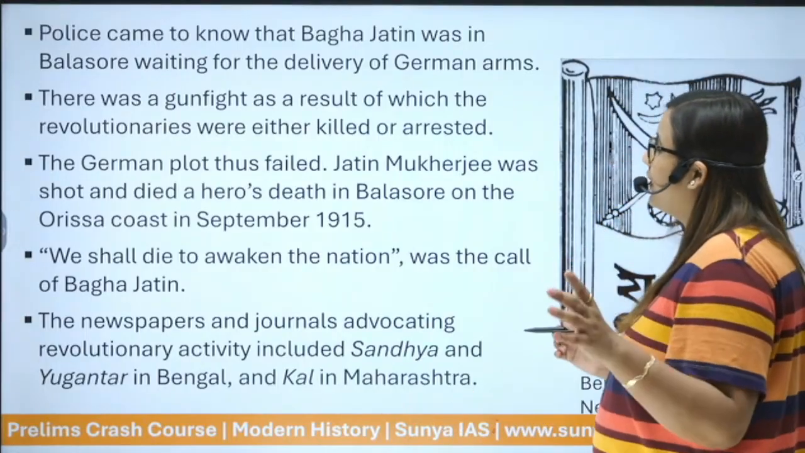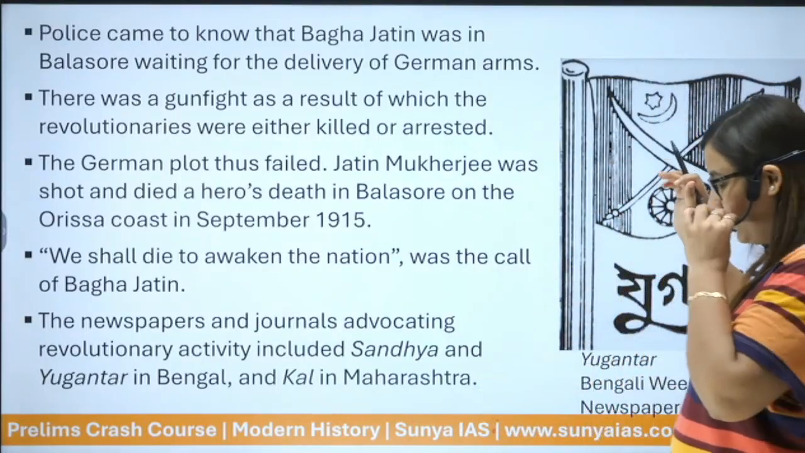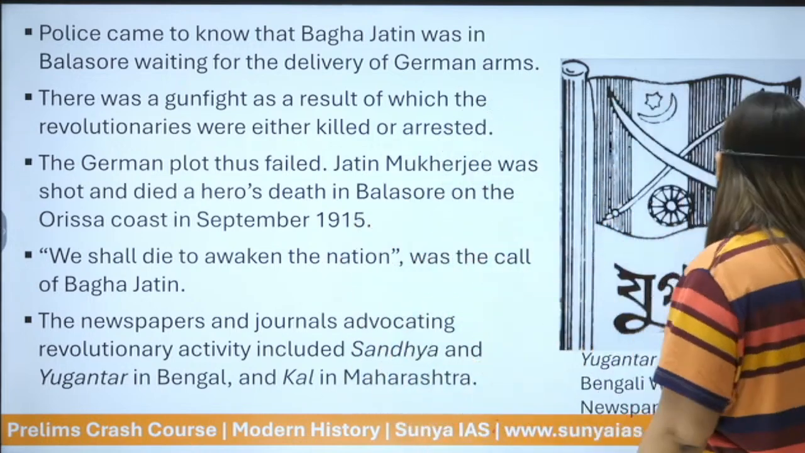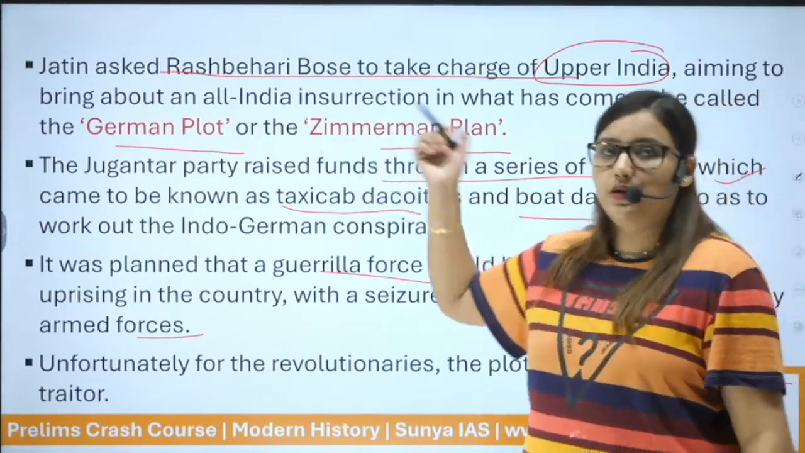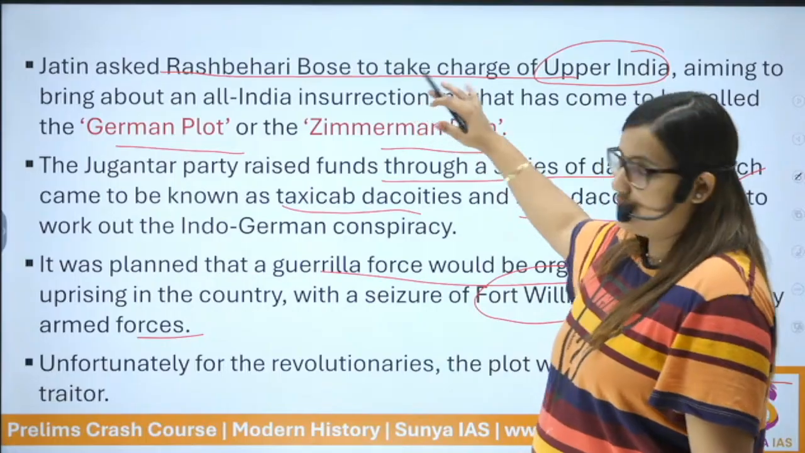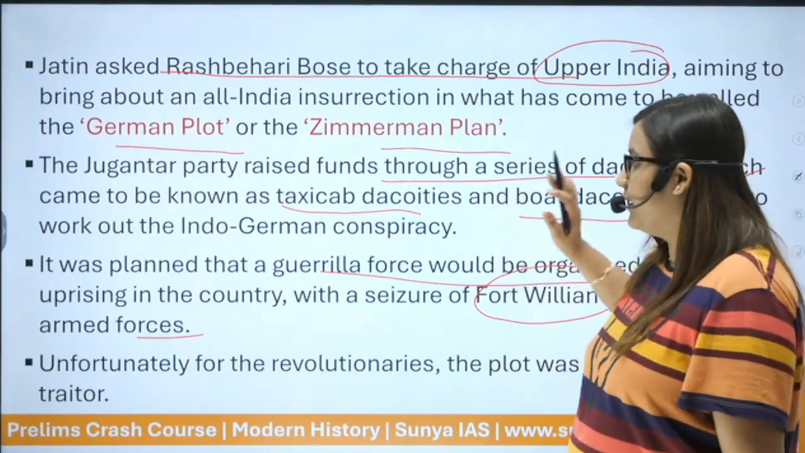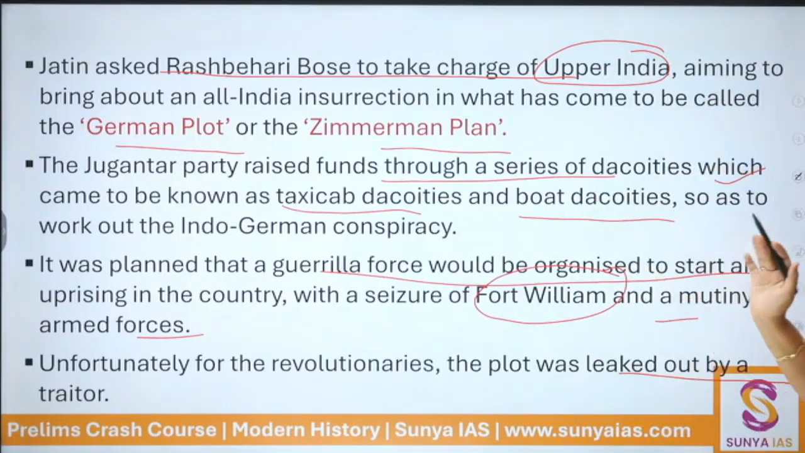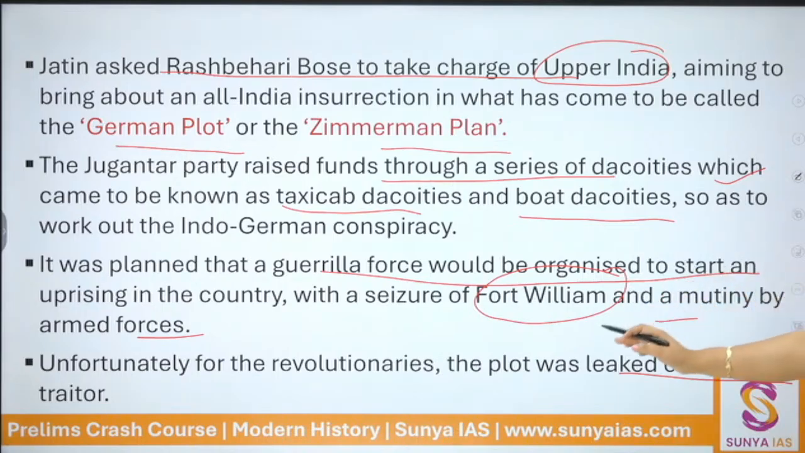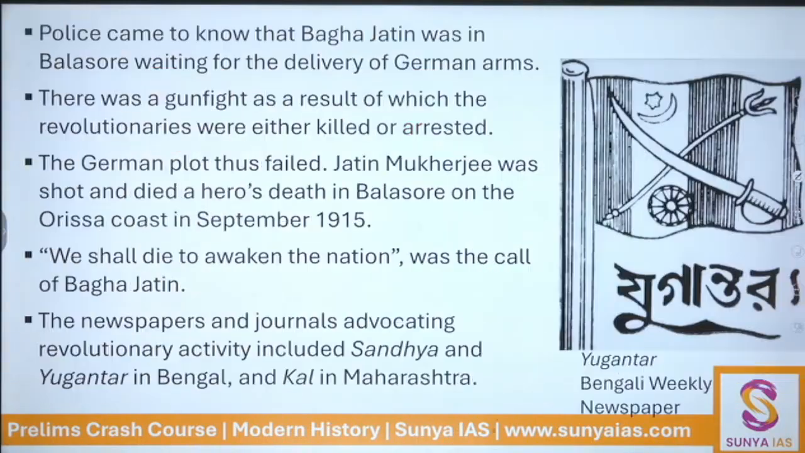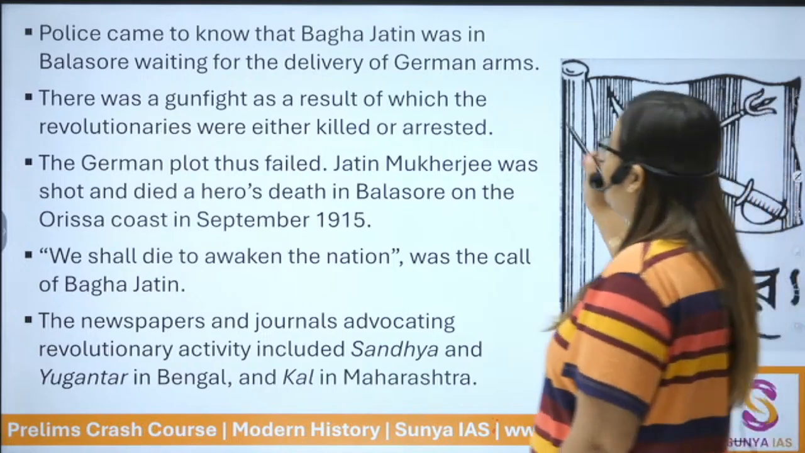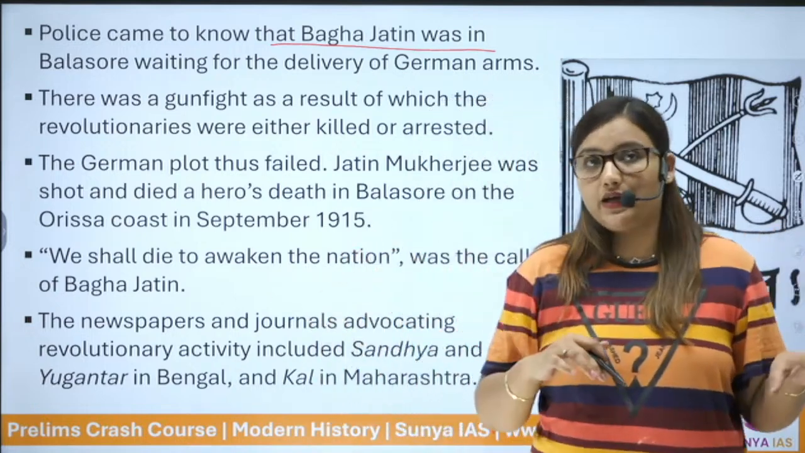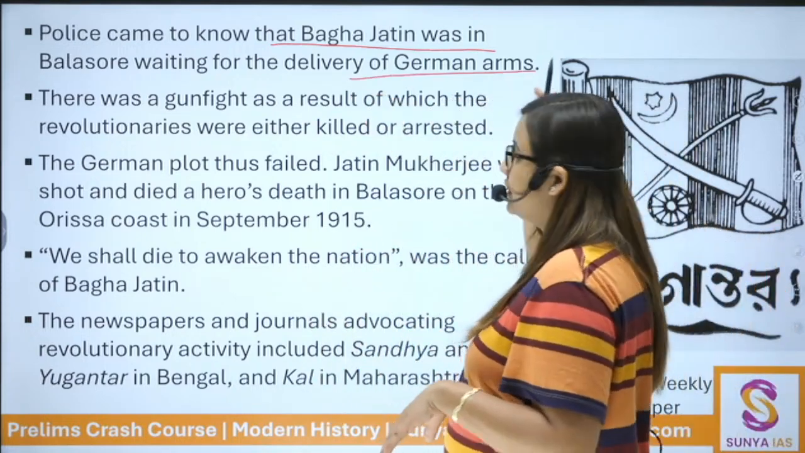Fine. Now come to the next point. Here we were discussing a few revolutionary activities. I was telling you about the Zimmermann plot or German plot. Rash Behari Bose was in Upper India. They had these taxi cab dacoities. They had funds. They had planned the guerrilla force also, and they wanted to start from Fort William. But the problem was that the police came to know that Bagha Jatin was in Balasore, waiting for the delivery of German arms.